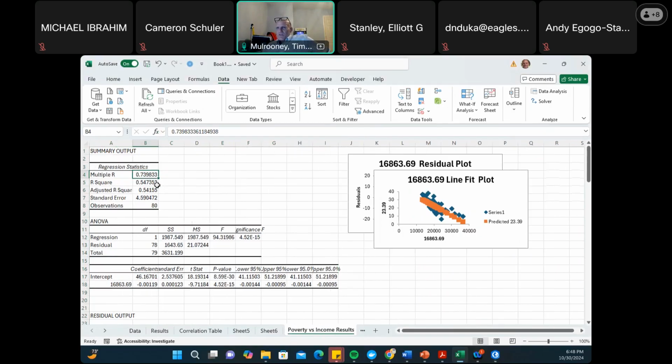Now, what do we have here? This is what ArcGIS Pro told me. We got an adjusted R squared of 0.54. So that means more than half of poverty can be explained by income. Okay, and then what do we have here? We have a negative correlation. So basically, as income increases, poverty rates decrease.